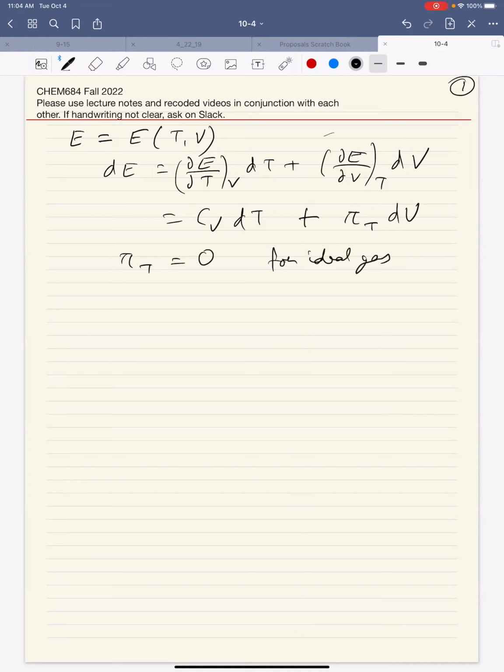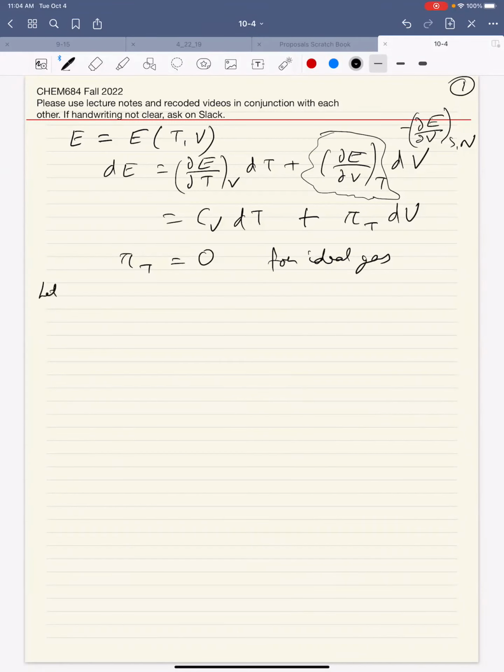And notice pi T is different from the thermodynamic pressure we introduced earlier, because the thermodynamic pressure was minus partial E by partial V at constant S. First of all, there was a minus sign, right? The thermodynamic pressure was defined in the space of natural variables, but not the internal pressure. So let's put this thing to use.